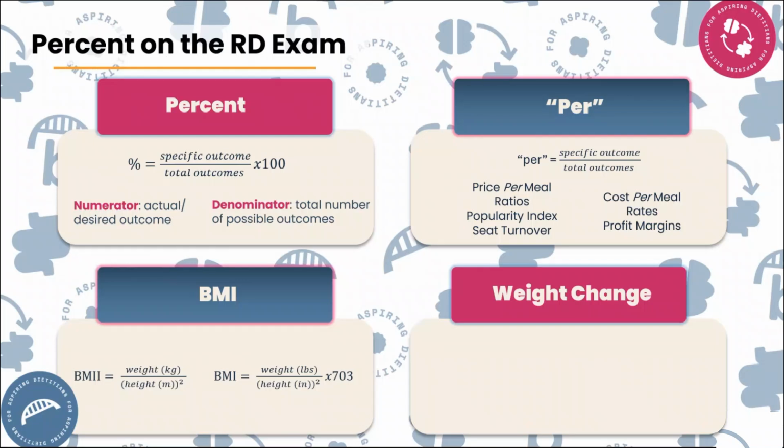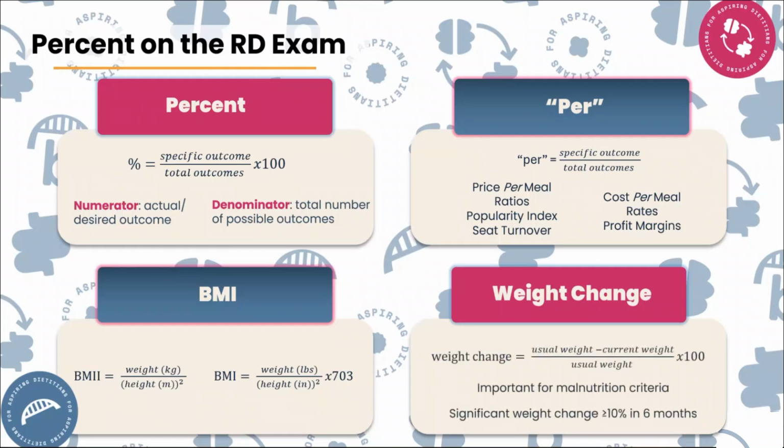And then we have weight change. A change is still a percent equation, but here we're comparing two values over time. Current weight versus previous weight. It's the change divided by the original weight times 100. The weight change equation is an important one to know because it's clinically meaningful in the malnutrition diagnosis, which we'll cover in depth in Module 3.